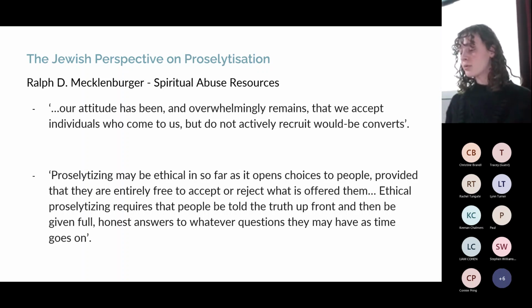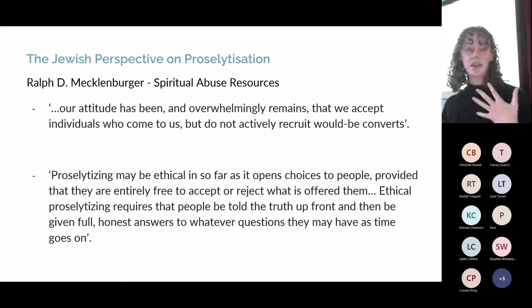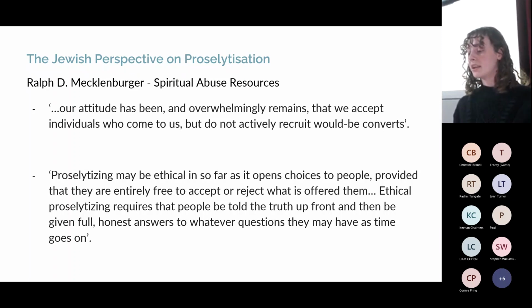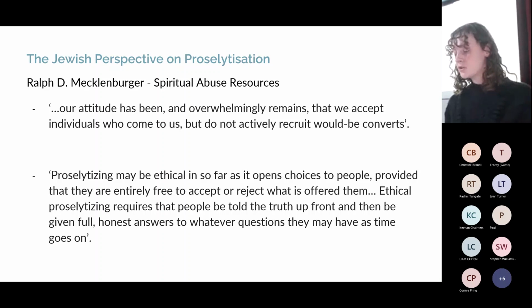because of Judaism's own perspectives on seeking converts. I'm using an example from Ralph D. Mecklenburger, who's from the Spiritual Abuse Resources, and he was explaining his take on the Jewish perspective of proselytization, saying, "Our attitude has been and overwhelmingly remains that we accept individuals who come to us," and that would be for conversion, "but not to actively recruit would-be converts."